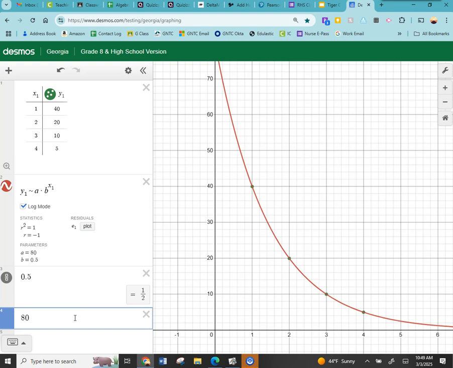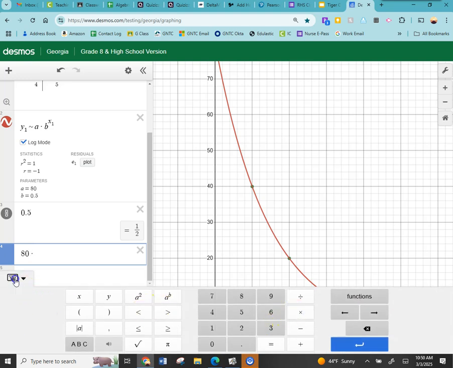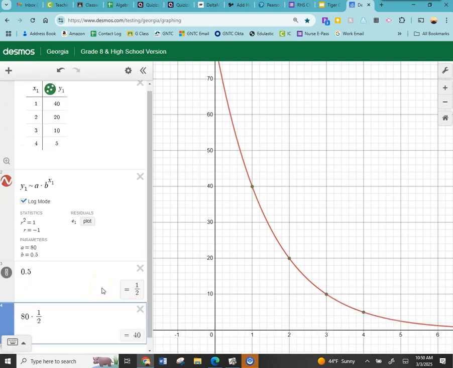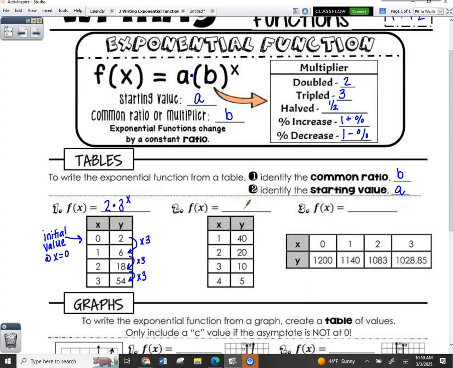Watch this. 80 times 1/2 to the x power. Do you see how, watch, I'm going to take it away. Now watch the graph turn blue because it just overlapped, which showed me that I have the correct answer. So now you're going to copy that to your paper over here. It doesn't have to be blue. It's just that it has graphed another graph and it's superimposing on top of the table's graph, which means it's right.